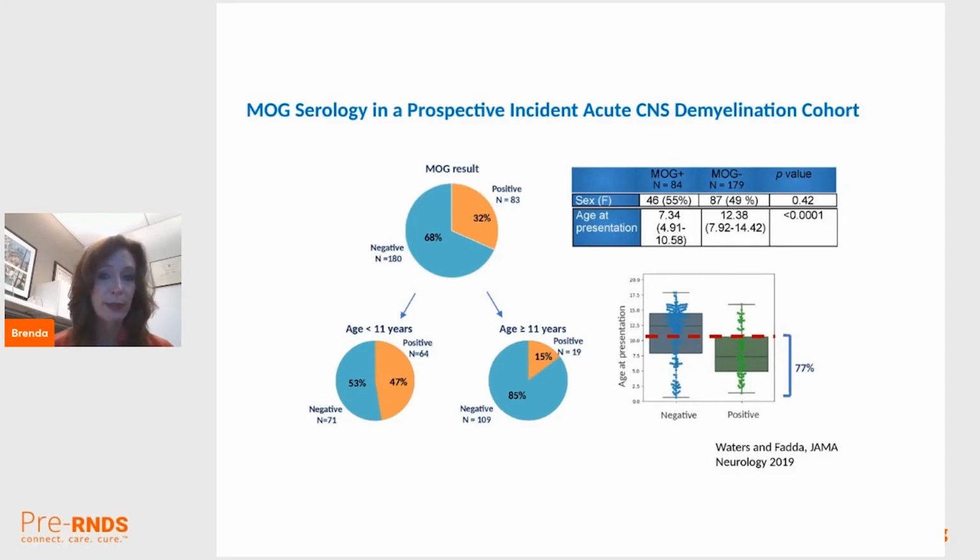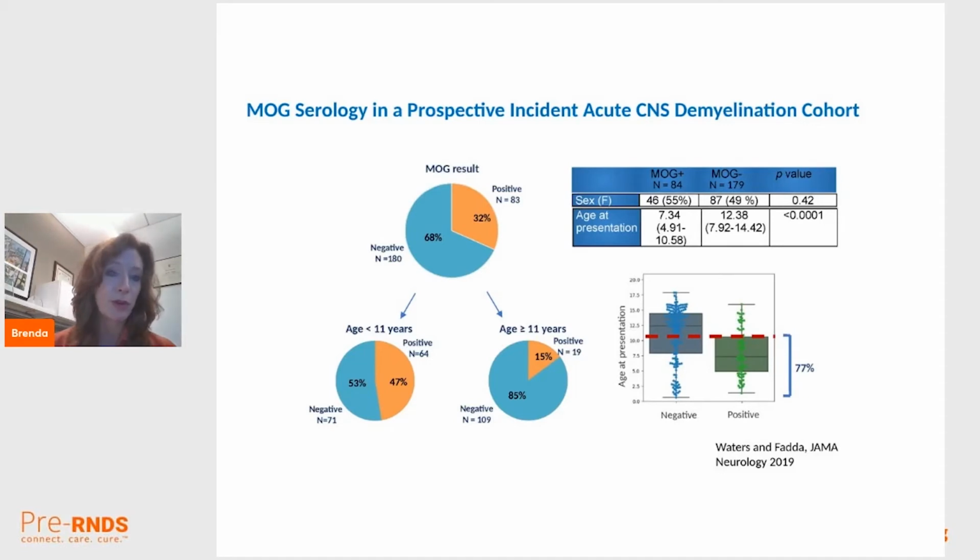And we went back to those stored samples to look to see if patients had MOG antibodies or not. And we did this in collaboration with Patty Waters' lab in the UK. So all samples were tested in a high quality research environment, batched and with all of the appropriate rigor that is required of looking for antibodies in this way.